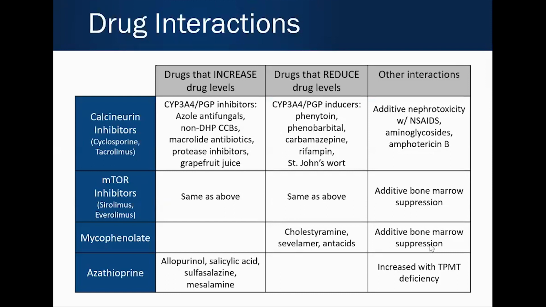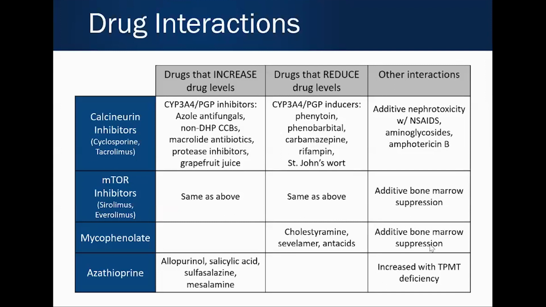And then drugs that can reduce the level. I would say the biggest thing that's come up here is patients who get started on phenytoin or phenobarbital, or any drugs that have a byproduct of phenobarbital. Those can induce 3A4 and thus drop the level of your CNIs.